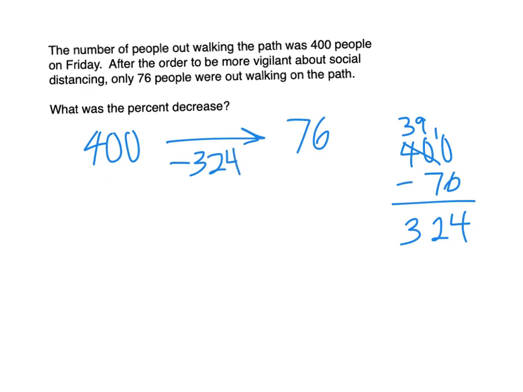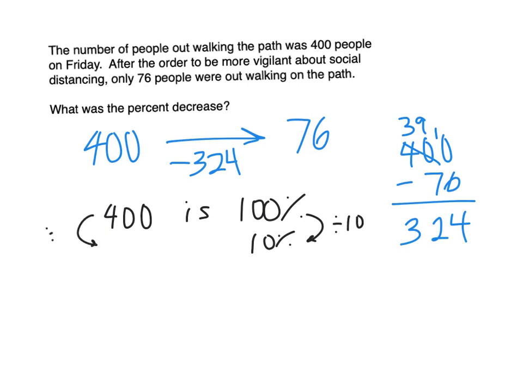Now, for me, it's hard to think about going from 400 to 324 because I can't think of a number they have in common. So again, I'm going to try to think about going from 400 and get to 76 instead. And we're just going to have to kind of play around with it. So 400 is 100%. Now my goal is to get to 76. And again, I'm going to get to 10% first. I'm just trying to think about what I can do with these numbers to make them more manageable.